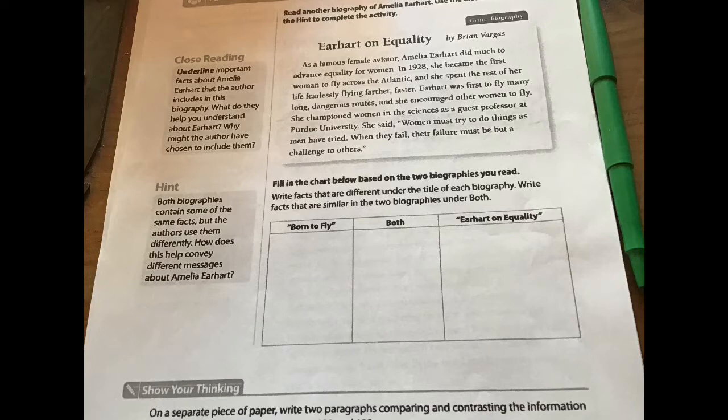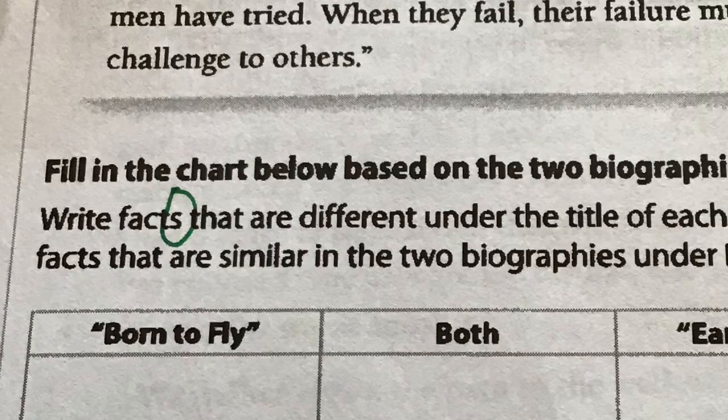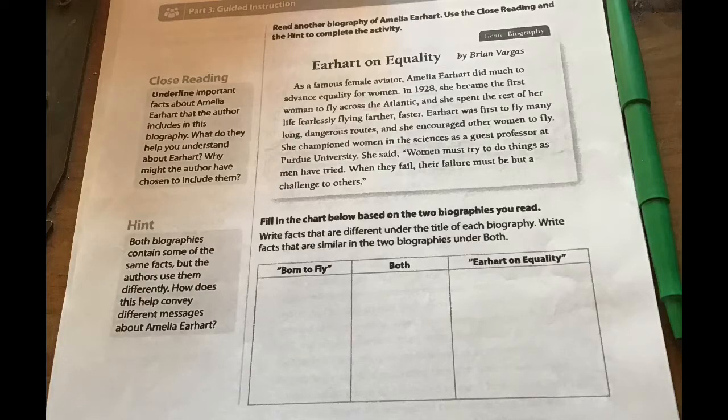Write facts that are different under the title of each biography and write facts that are similar in the two biographies under both. Now, if you notice, it says write facts with an S. See how I circled that S? That's because they don't want you to just put one thing per box. If that was the case, it would give you one line. They're giving you 3 boxes, and they're larger boxes. So you need to put at least 2, if not more, per box. Okay?